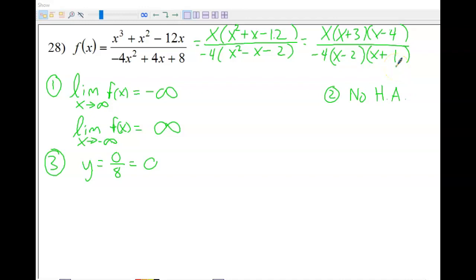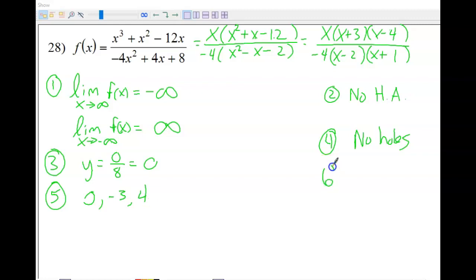Okay, the next thing we do is we look for holes. On this particular problem, there are no holes because there's no factors on the top and bottom that match. Next, we look for the x-intercepts. Those are the terms that make 0 on the top. So 0, -3, and +4 are all the values that will make the factors 0 on the top. So 0, -3, and +4.